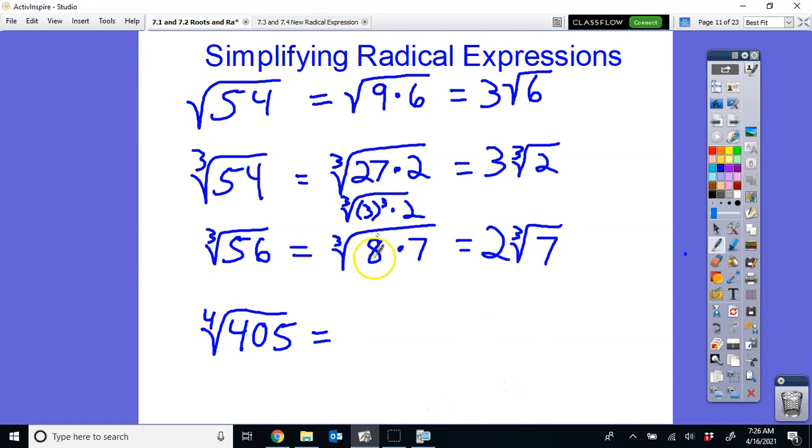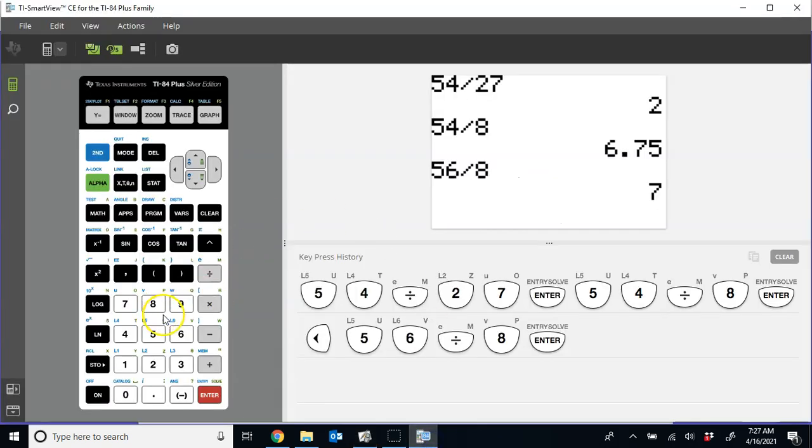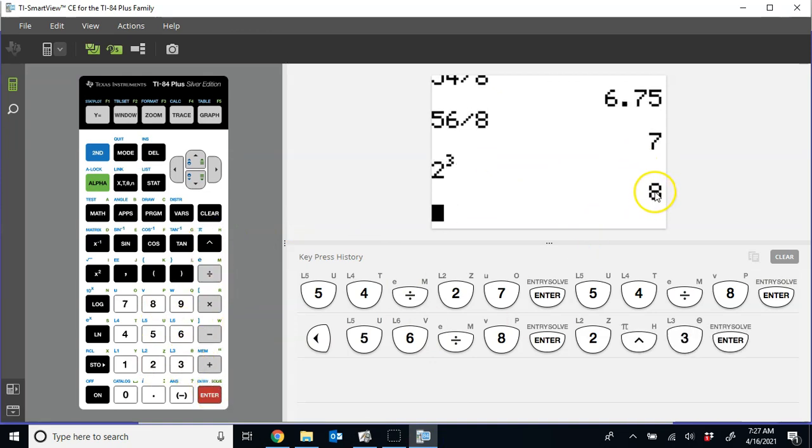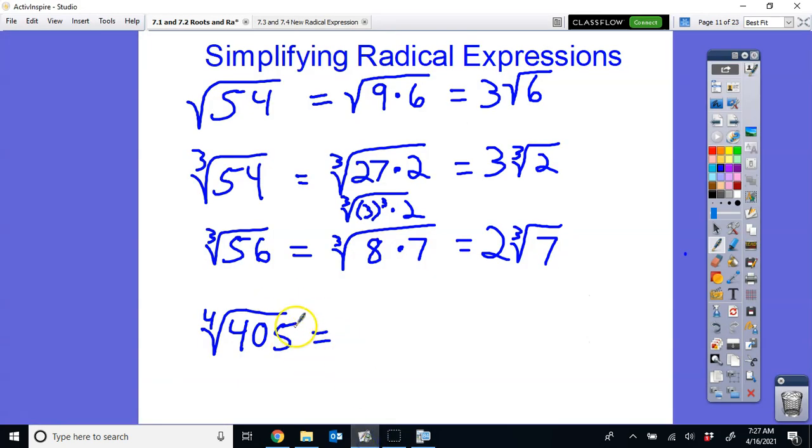Now, some of you may be thinking, well, Mr. Harrison, you're doing that cube root of 8 too quick. How'd you get it? Well, guys, remember, I looked at it in the calculator. 2 cubed is 8. So the cube root of 8 would be 2. The answer to the cube root is staring at you if you use the calculator to find the perfect cubes. So we do the same thing with a fourth root.